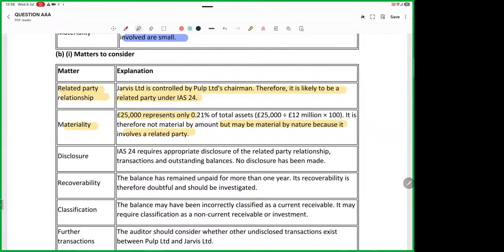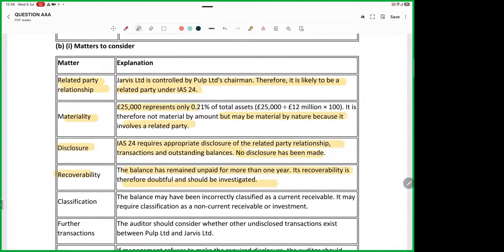This material item, in terms of a related party, has not been disclosed properly. Disclosure: IAS 24 requires appropriate disclosure of related party relationships, transactions, and outstanding balances. No disclosure has been made. Of course, we know you will not recover this amount. The balance has remained unpaid for more than 1 year. Its recoverability is therefore doubtful and should be investigated.